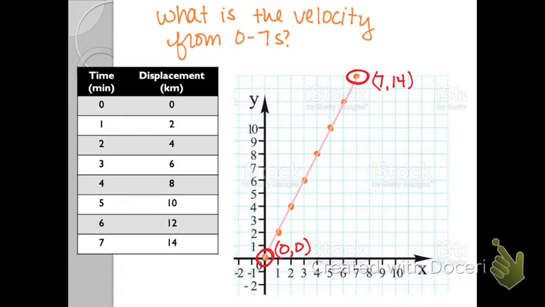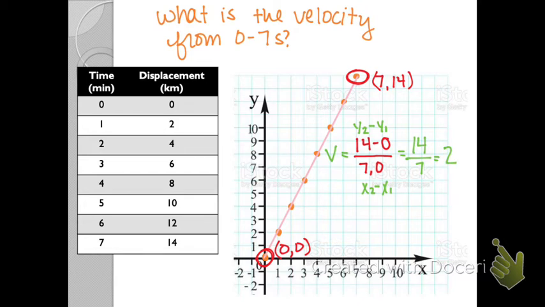I've got two coordinate points, and I want to find the slope between them. To do that, I'm going to take y2 minus y1, so 14 minus 0 over 7 minus 0. This is the same equation as y2 minus y1 over x2 minus x1. That's how you find the slope, or in this case, the velocity. So that means we're at 14 over 7, which reduces to 2 meters per, not meters per second.